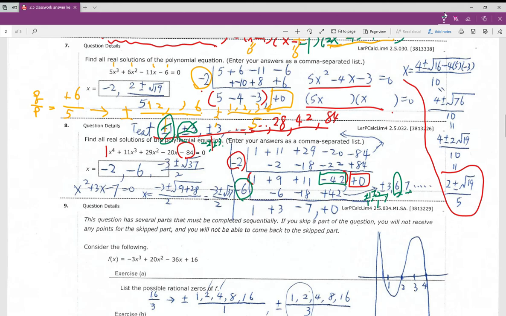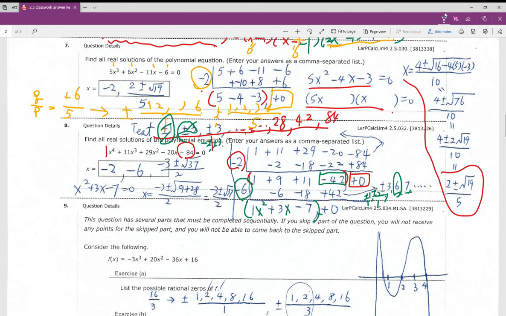You practice more, then when you are on the test, you can figure out what's the right choice as fast as possible. Okay? So when I choose to test 0 is -6, and it works. So my quotient will be x squared plus 3x minus 7.